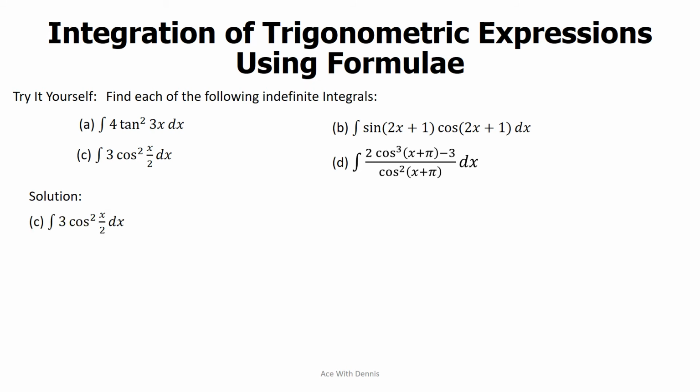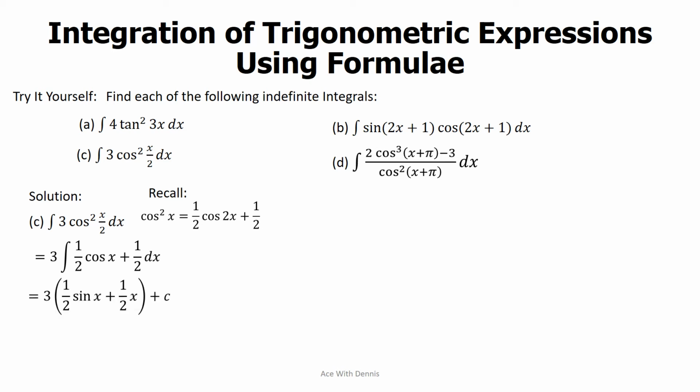For C, integration of 3 cosine square x over 2 dx. So recall that we can use this formula. Cosine square x equals half cosine 2x plus half. So the integration becomes 3 integration of half cosine x plus half dx. And we can integrate one by one, which becomes 3 times half sine x plus half x plus c. Then we multiply the 3 into the bracket, or we factorize the half. We get 3 over 2 sine x plus c.